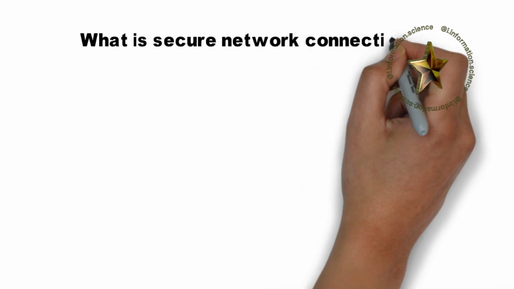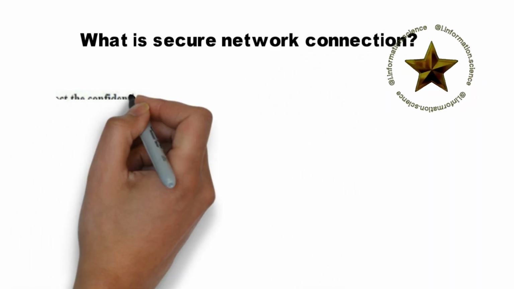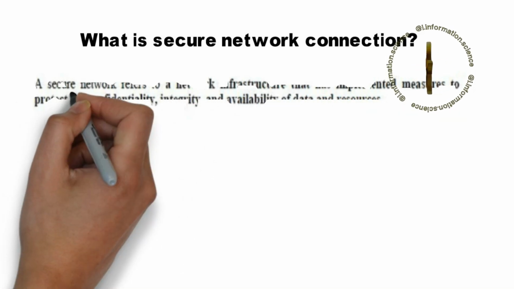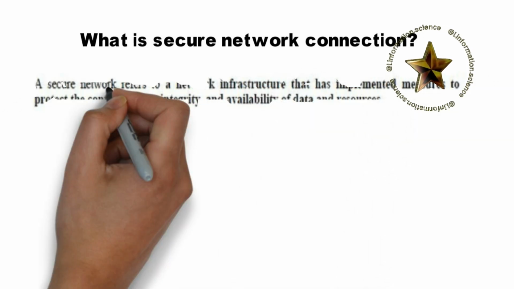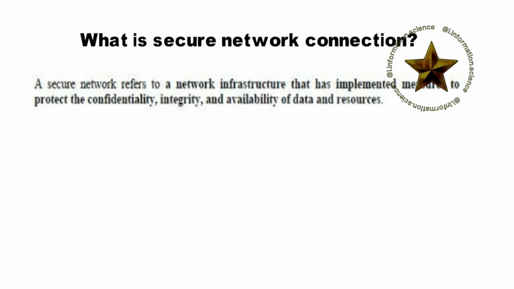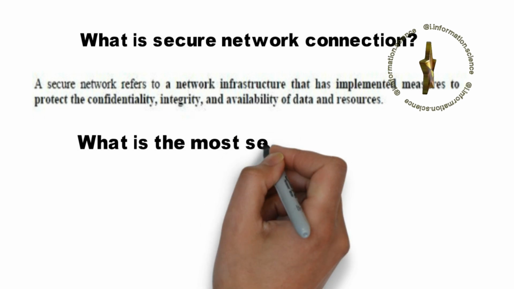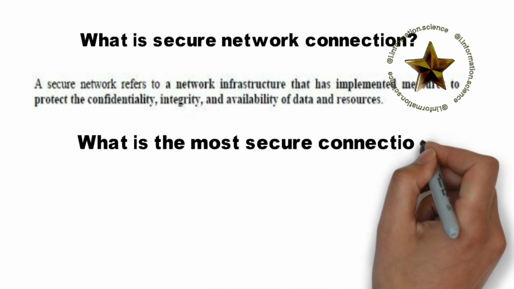What is a secure network connection? A secure network refers to a network infrastructure that has implemented measures to protect the confidentiality, integrity, and availability of data and resources. What is the most secure connection?